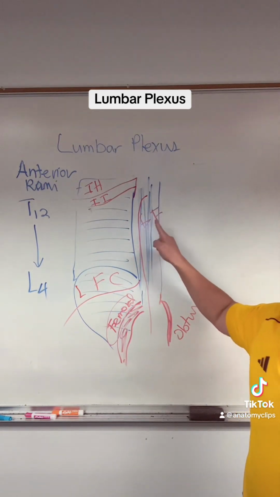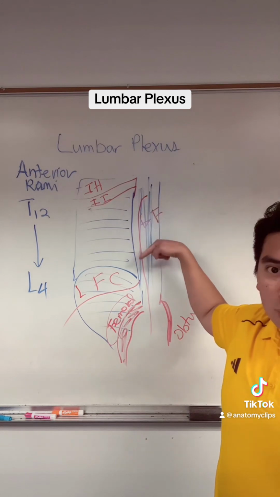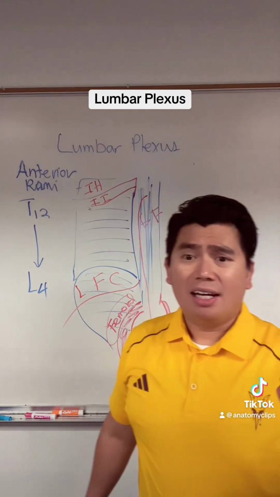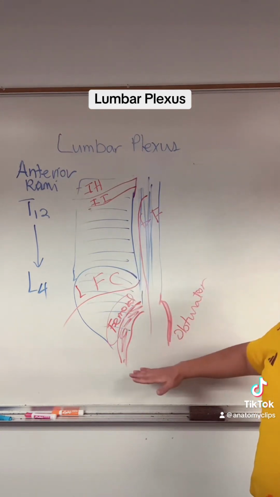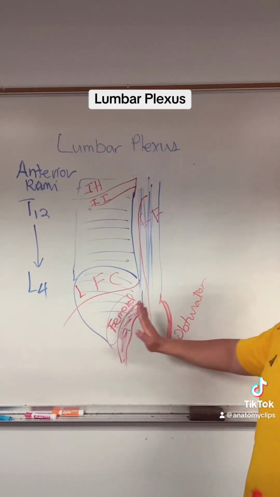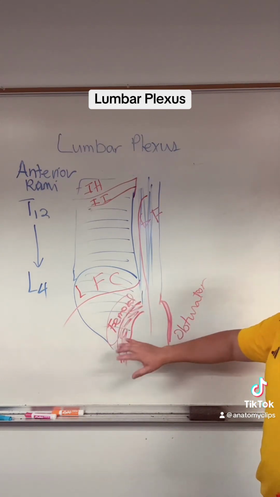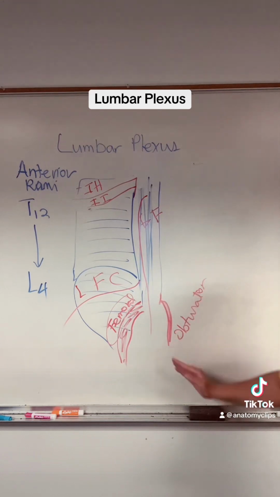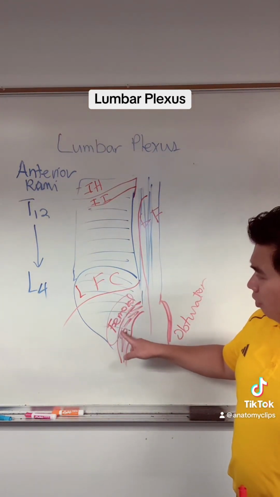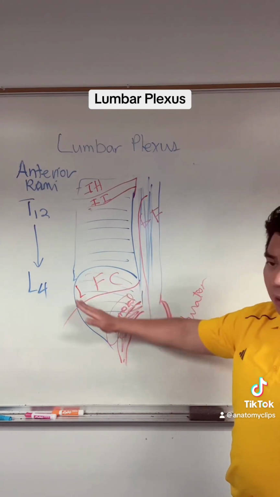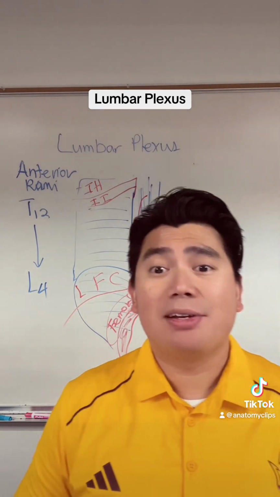And then anterior to the psoas major, we will have a nerve kind of piercing through that muscle and traveling anteriorly, and that will be the genitofemoral. Inferior to the psoas major, we will have a lateral nerve and a medial nerve. The lateral big, large nerve will be the femoral nerve, and the medial nerve will be the obturator nerve. And lastly, most lateral to the femoral nerve, and kind of by the iliacus muscle, we will have the LFC, or the lateral femoral cutaneous nerve.